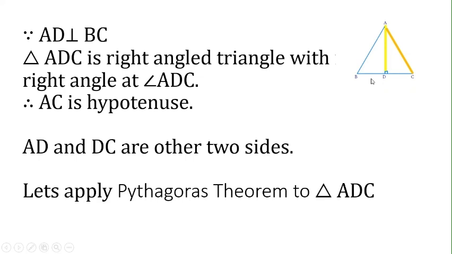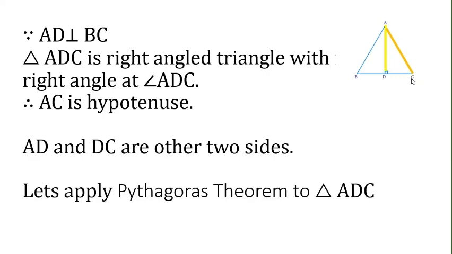Right, and one more point is given here. AD is perpendicular to BC. So if we clearly observe, we can see triangle ADC after drawing this altitude. What does it become? Triangle ADC becomes a right angled triangle, as angle D is 90 degrees. We have drawn a perpendicular, so it becomes a right angled triangle. In this right angled triangle, right angled at D, AC is the hypotenuse and AD and DC are the two other sides.